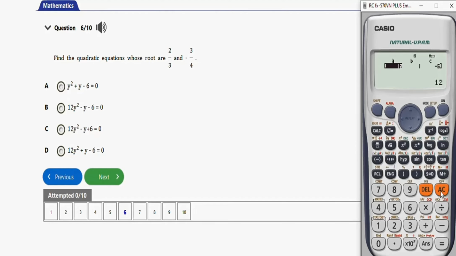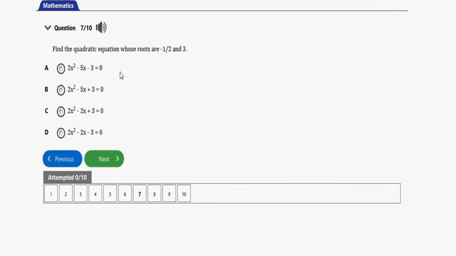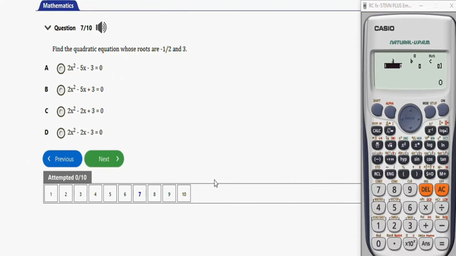Let's solve the next question, which is this one. So it says find a quadratic equation whose roots are this and this. So this is still the same process. Let's do it with the calculator. So for this question, let's begin with option A. So we have the a there will be 2, the coefficient of 2x squared is 2, then we have -5, the coefficient of -5x, -5 and -3. So that's it. Press equal to.